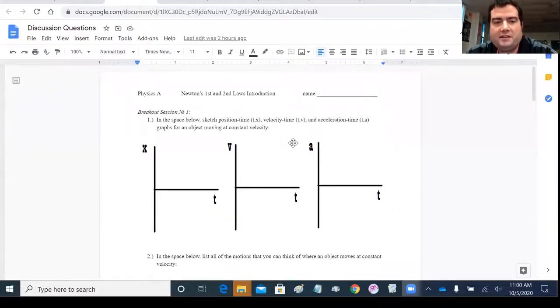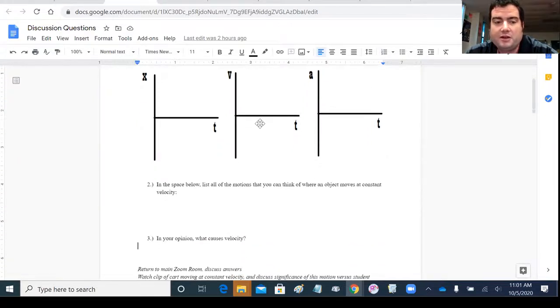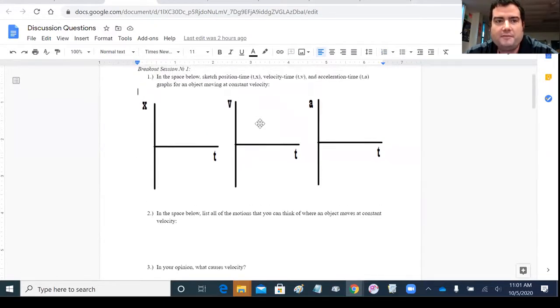The first thing I did is I asked students to take a minute and answer a couple questions. So I asked them to sketch the three important motion graphs, position, velocity, and acceleration, for an object moving with constant velocity. I then asked them to think about all the motions they've seen so far where an object moves at constant velocity. And I asked them to answer for me what they think causes constant velocity motion. So we spent some time in Zoom breakout rooms discussing that.